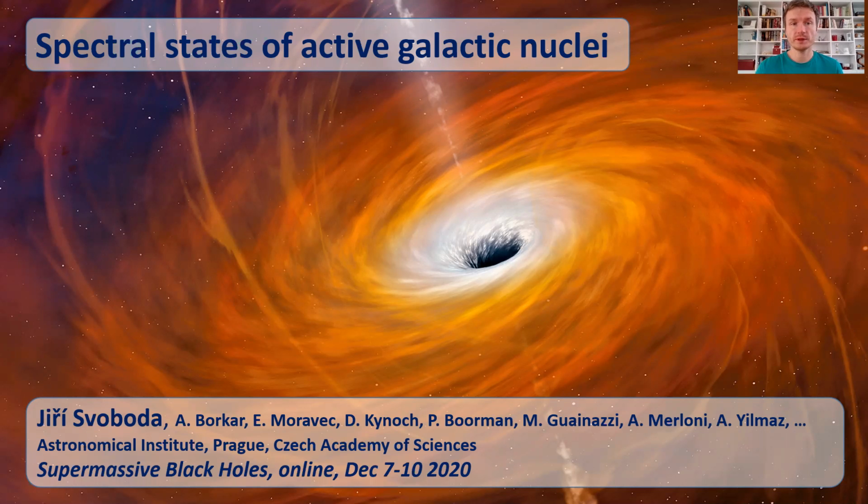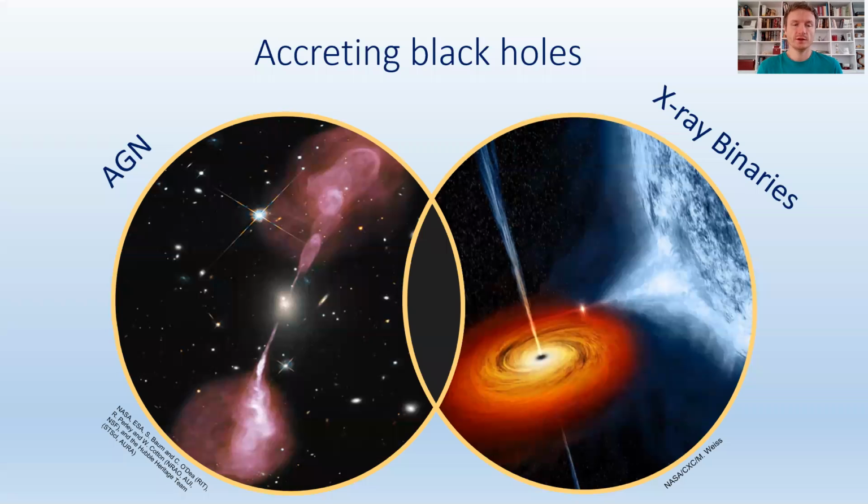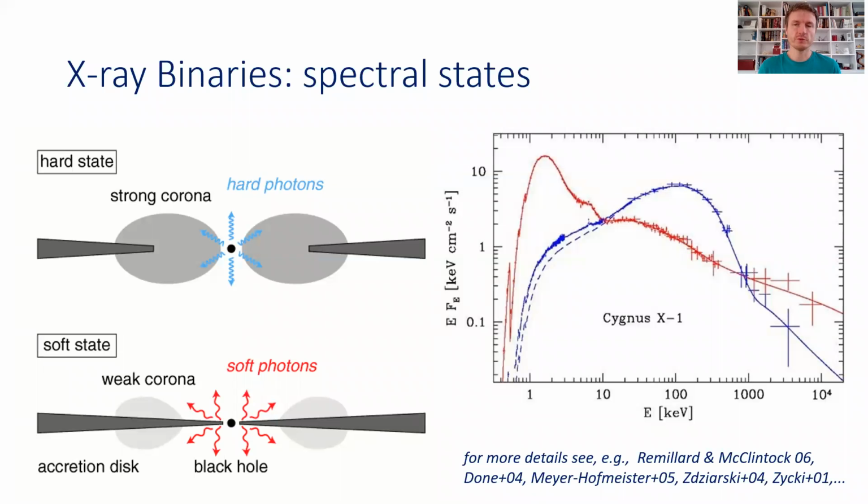And I would like to talk about spectral states of active galactic nuclei, AGN. They have supermassive black holes of millions to billions of solar masses. To understand the evolution of these relatively large accreting black holes, it might be useful to look at their much smaller stellar mass counterparts, the black holes in X-ray binaries. They evolve more rapidly, exhibiting different accretion states.